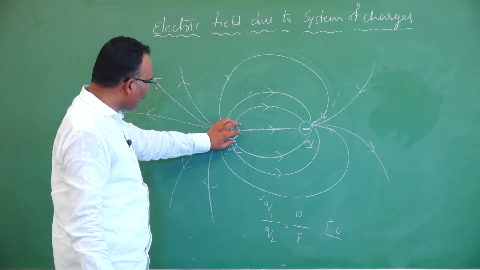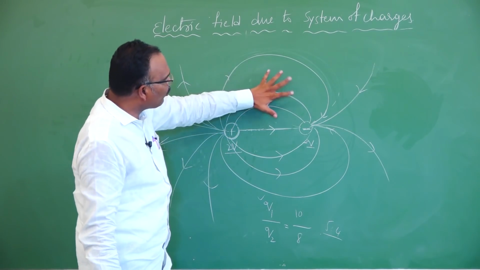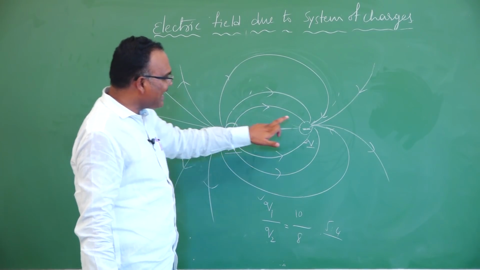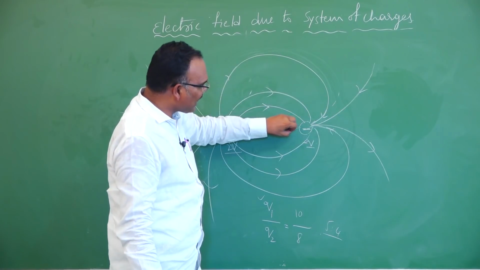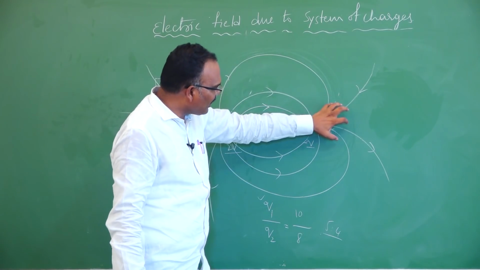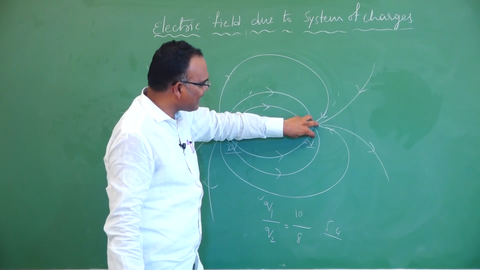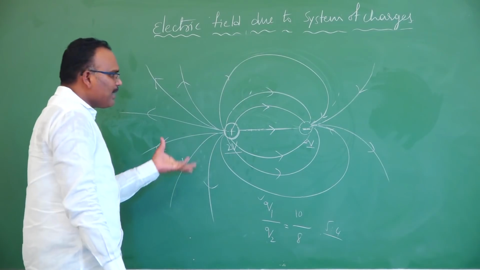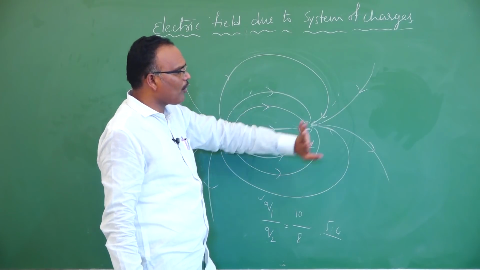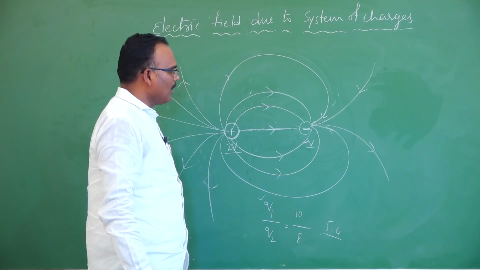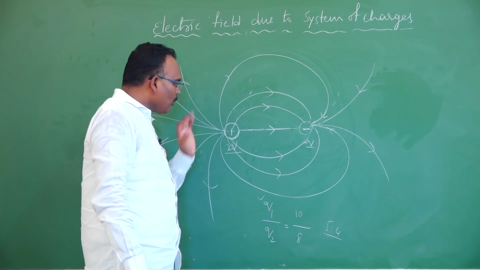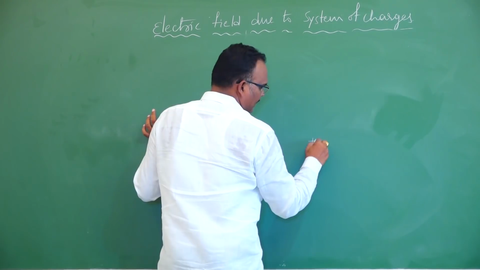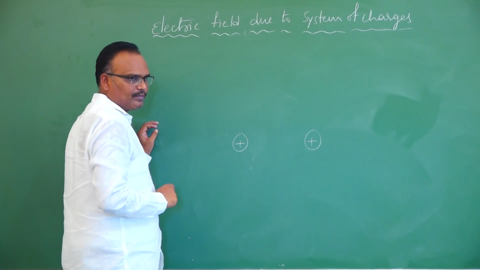If field lines are moving outward from any charge, then the charge polarity is positive. If any charge receives electric field lines, or electric field lines are ending on a particular charge, then I will say that is a negative charge. Polarity can be decided by seeing the direction of the electric field lines, and the magnitude of the charge can be estimated by counting the field lines. This is also a positive charge.